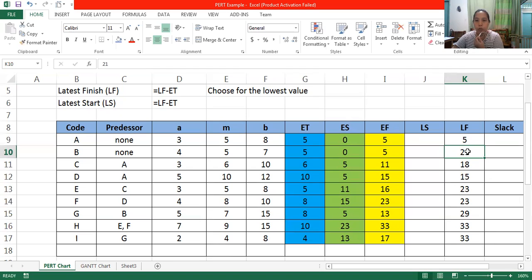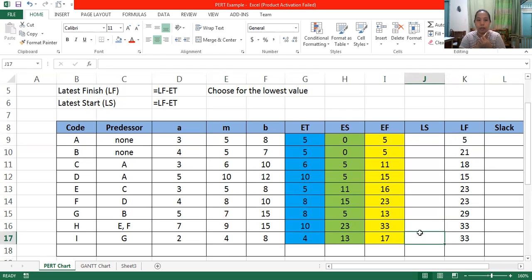Next we have the 21. 21 minus 5 is 16. But the predecessor is none, so there is nothing more. That's the end.